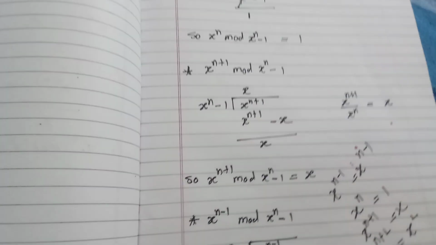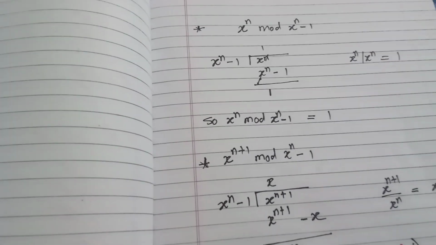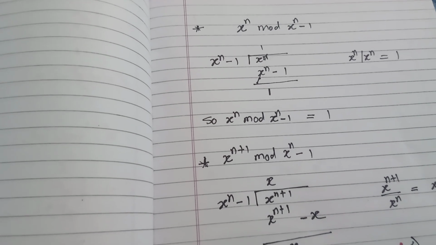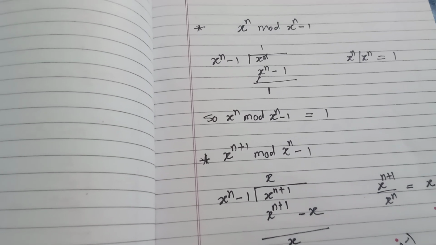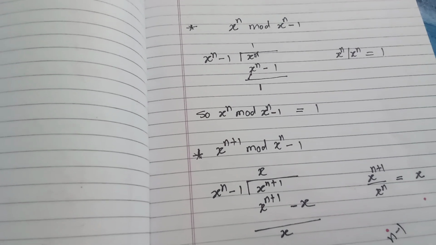So this is important before starting cyclic codes, because in cyclic codes we will be dealing with mod x^n minus 1 operations. That's why this video is made.